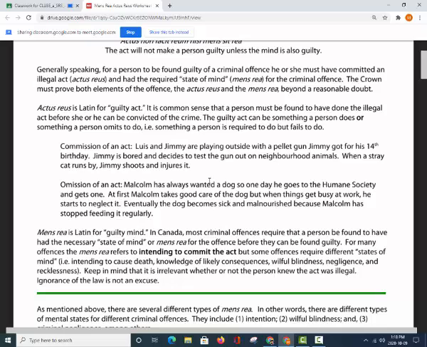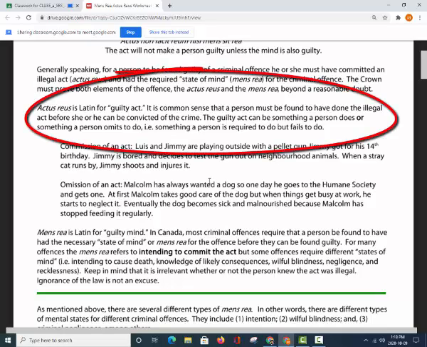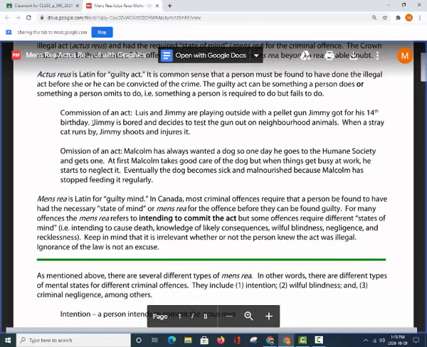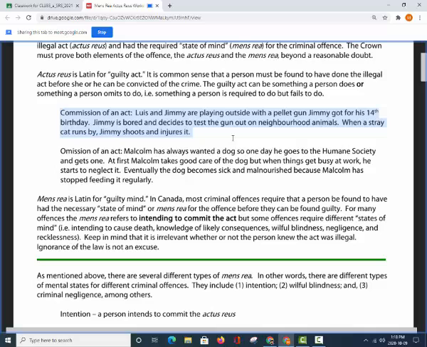Actus reus. This one is a bit easier to remember because actus has the word act in it. So that is the physical act of committing the crime. That's the first component. Now if we look down where it says commission of an act, this is if someone actually means to do something.